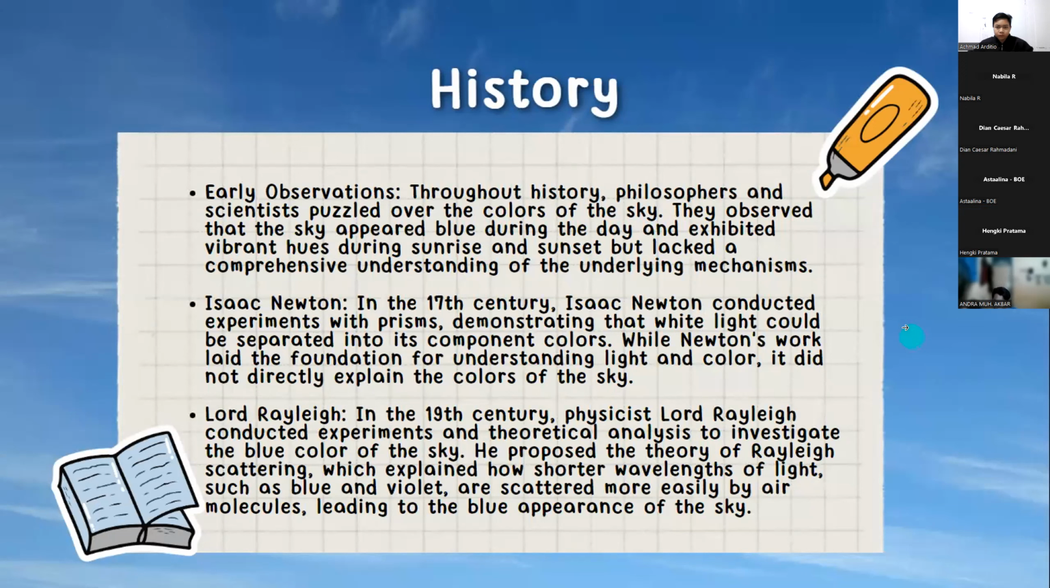Lord Rayleigh. In the 19th century, physicist Lord Rayleigh conducted experiments and theoretical analysis to investigate the blue color of the sky. He proposed the theory of Rayleigh scattering, which explained how shorter wavelengths of light, such as blue and violet, are scattered more easily by air molecules, leading to the blue appearance of the sky.